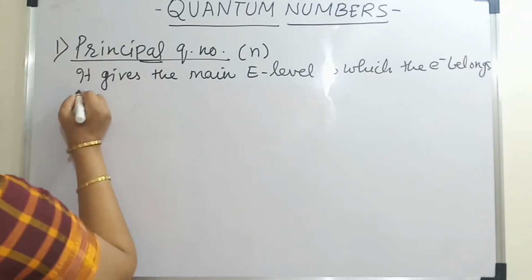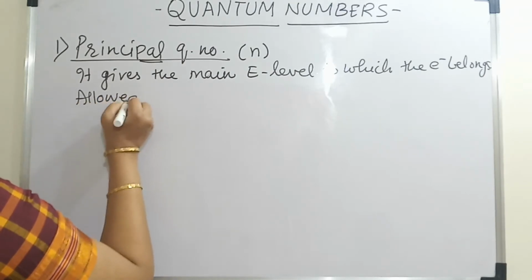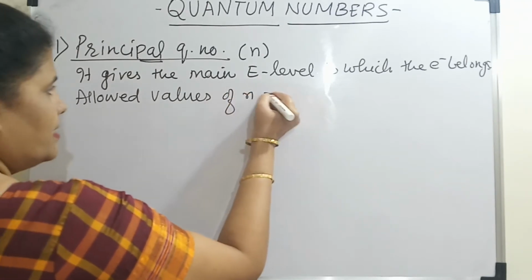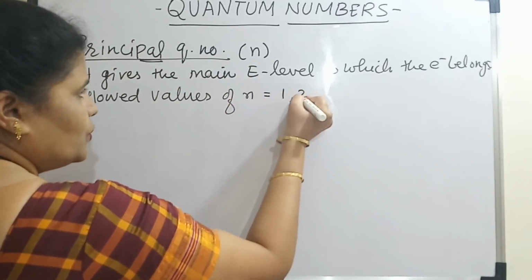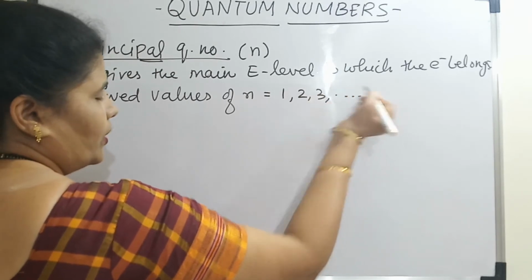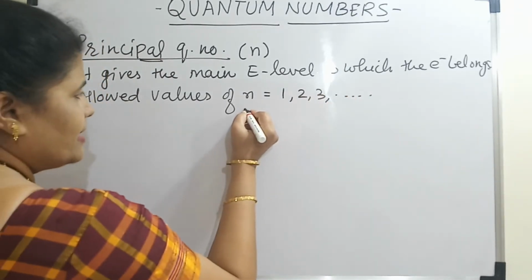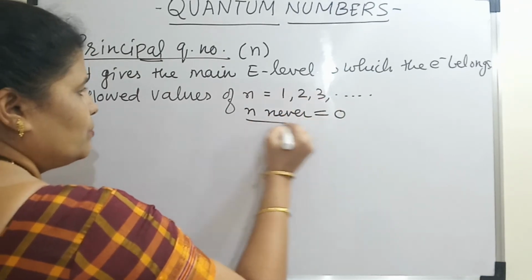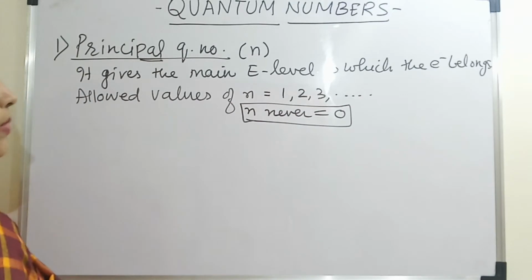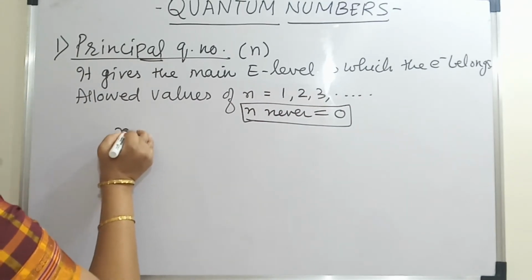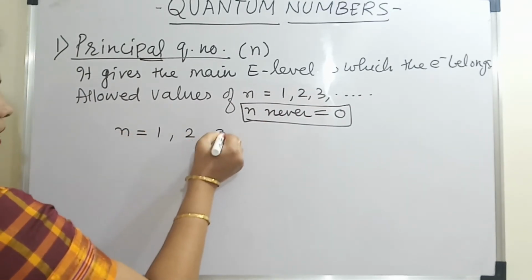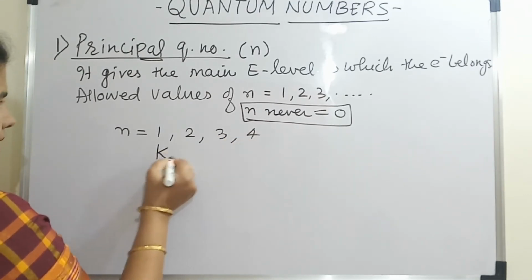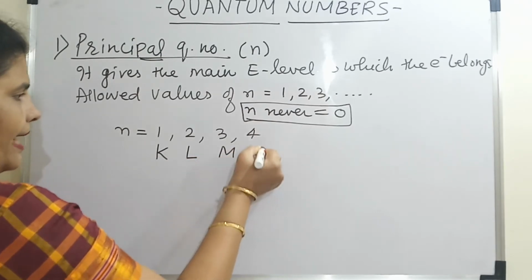The allowed values of this quantum number start from 1, 2, 3 and so on. So, very important, students, this n value is never equal to 0. It is never equal to 0. So its value will start from 1, 2, 3. Now if I say n is equal to 1, 2, 3 or 4, how I will denote those orbitals is K, L, M and N, like this.